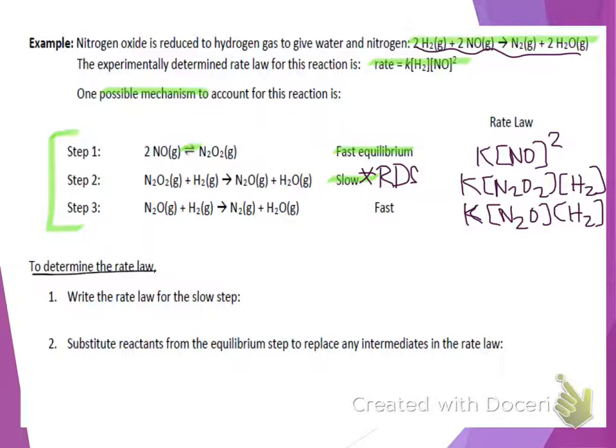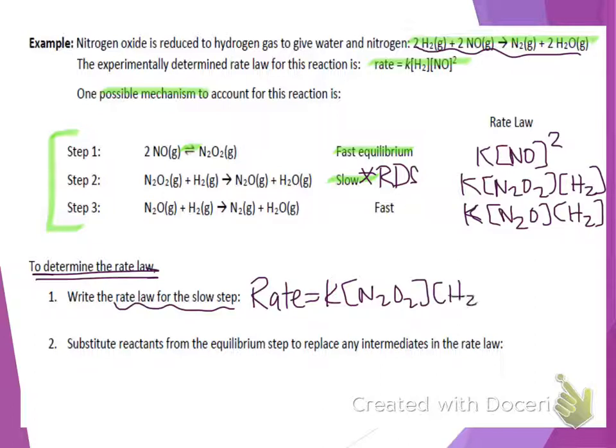So to determine the rate law from those steps, we need the rate law from our slow step. We are still always writing the rate law from our rate determining step. So that is our rate is equal to our rate constant times the N2O2 times the H2. But this does not match the experimentally determined rate law that they give us. That's because it contains an intermediate.